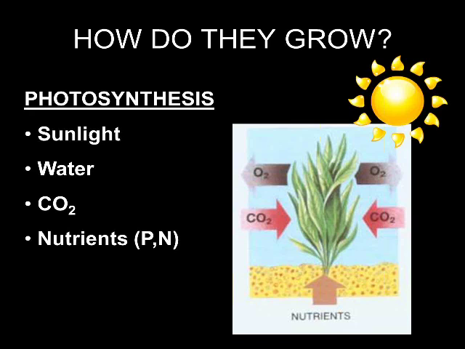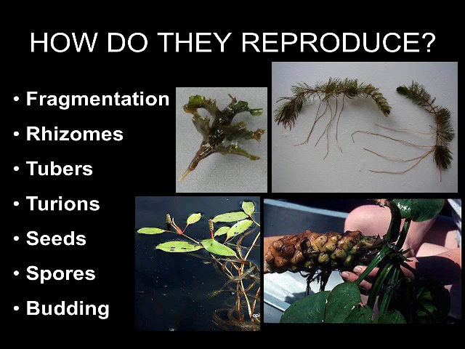And in addition, plants need nutrients. Specifically, plants need phosphorus and nitrogen. Without these nutrients, they can't grow and thrive. However, on the flip side of things, if they get too many nutrients, they can really grow and thrive very quickly and can actually cause pretty dense problems.